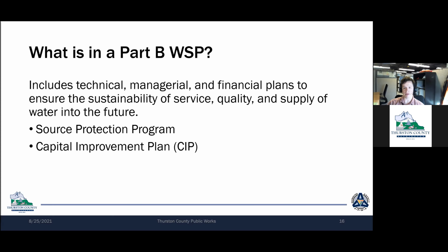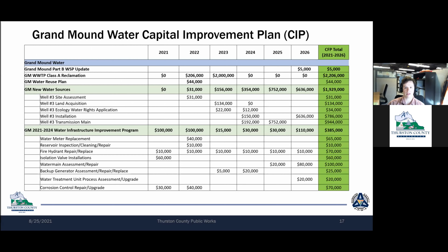The capital improvement plan for the specific water system is also in the Part B water system plan and includes the costs and timelines for future projects, programs, and maintenance activities. Here's a draft of the 2021 through 2026 portion of the Grand Mound Capital Improvement Plan. It includes improvement and maintenance program costs for this water system over the next 6 years.